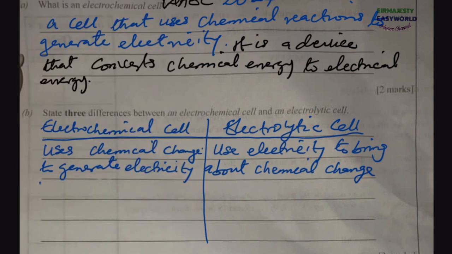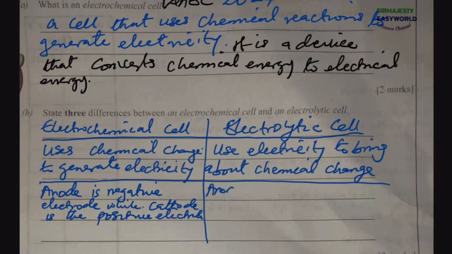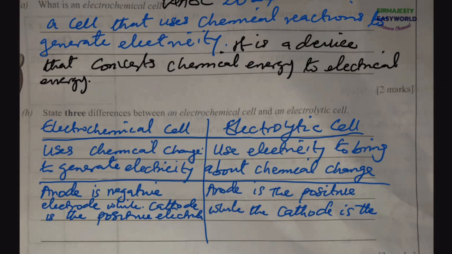Coming to the setting of the cells. In the electrochemical cell, anode is the negative electrode, while cathode is the positive electrode. In electrolytic cell, the opposite is the case. Anode is the positive, while the cathode is the negative electrode. That's it. Okay, they say three.